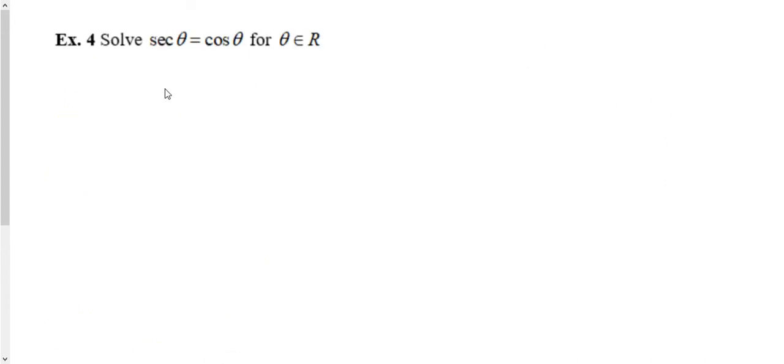In example 4, it says solve the following. We have secant theta equals cos theta, for theta is an element of a real. So here, let's rewrite secant. This is the same thing as saying 1 over cos theta, and that's going to equal cos theta. From here, I'm going to multiply out that cos theta, so this is now 1 equals cos squared theta. Of course, moving everything to one side, let's see what we can do. Or actually not even, I can just square root both sides right now.